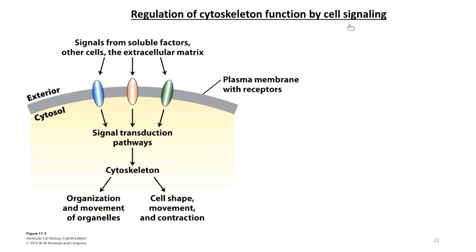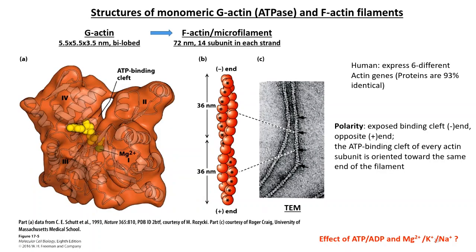And it signals the cell, and there is a signal transduction pathway. And we have the plasma membrane with receptors. Most of the time, these are GPCRs, that is, G protein coupled receptors. The signal transduction pathway goes down inside the cell, and it basically instructs the cytoskeleton to arrange in a certain way, which can involve either organization and movement of organelles, or gives a proper cell shape, or helps in movement and contraction and several other things. Okay. So that is why the cytoskeleton is extremely important.